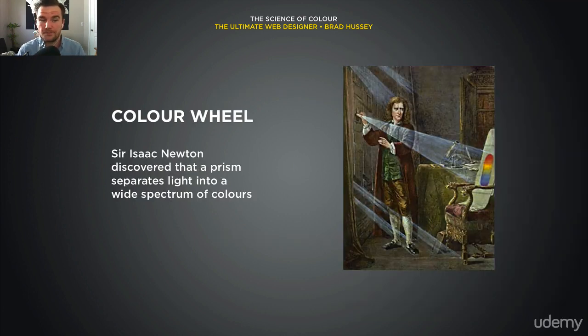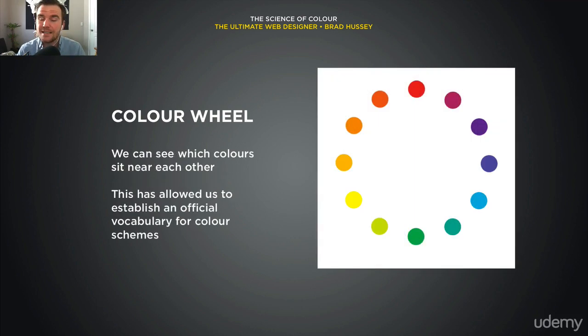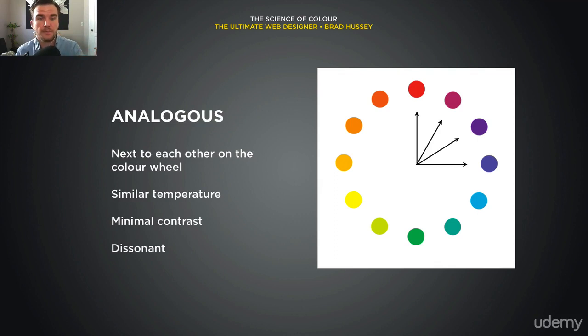The color wheel. Sir Isaac Newton discovered that a prism separates light into a wide spectrum of colors. We can see on the color wheel which colors sit near each other, and this has allowed us to establish an official vocabulary for color schemes, such as analogous, which are colors that are next to each other on the color wheel. Similar in temperature, they have minimal contrast and are dissonant.